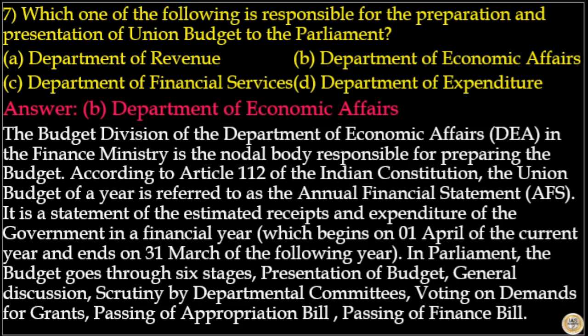The budget division of the Department of Economic Affairs in the Finance Ministry is the nodal body responsible for preparing the budget. According to Article 112 of the Indian Constitution, the Union Budget of a year is referred to as Annual Financial Statement. It's a statement of the estimated receipts and expenditure of government in a financial year, which begins on 1st April of the current year and ends on 31st March of the following year. In Parliament, the budget goes through 6 stages, that is, presentation of budget, general discussion, scrutiny by departmental committees, voting on demands for grants, passing of appropriation bill, passing of finance bill.